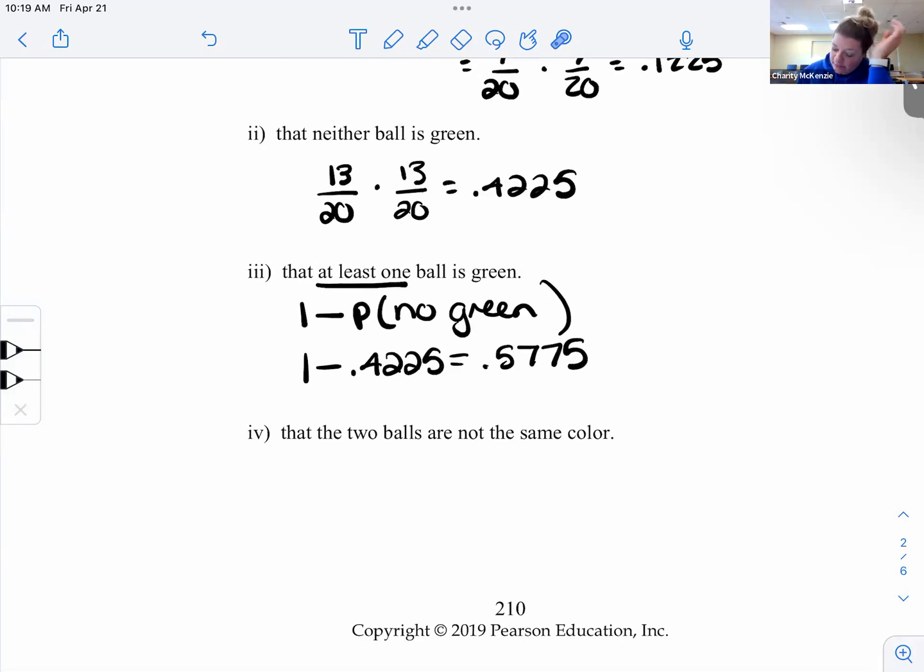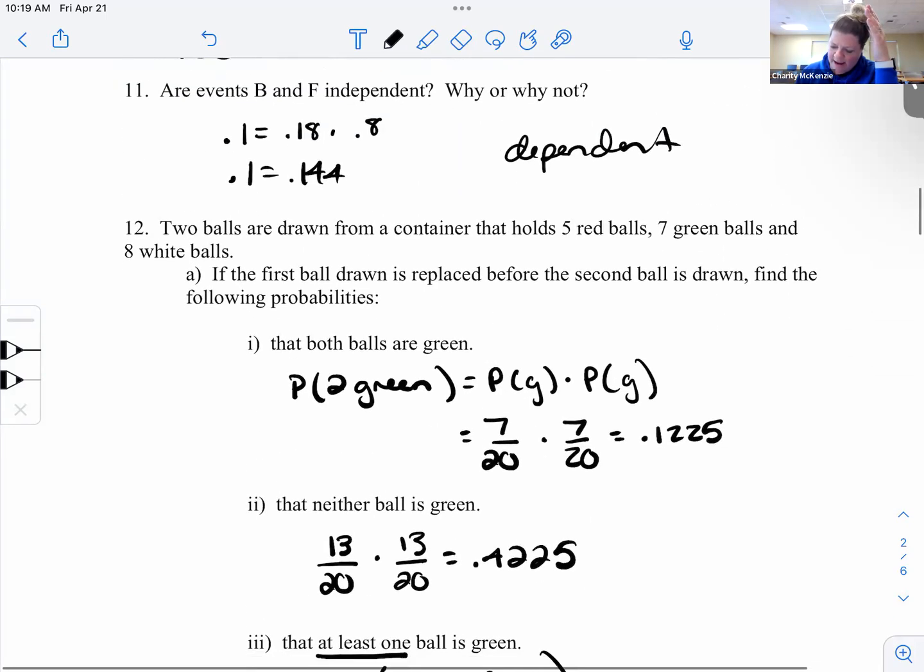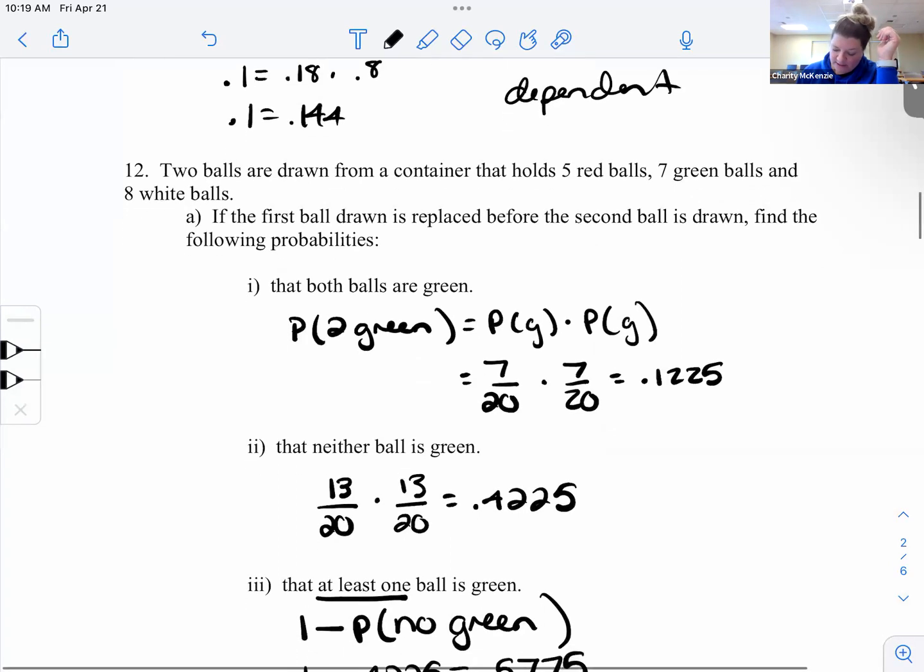What is the probability that the 2 balls are not the same color? Oh, that's a lot of different combinations. So let's just think this through. We're going to have a red and not red, green and not green, and white and not white.